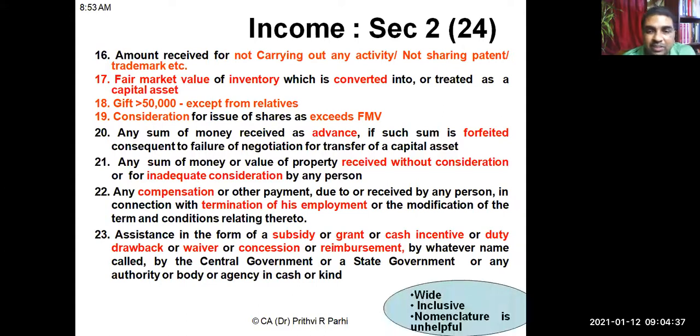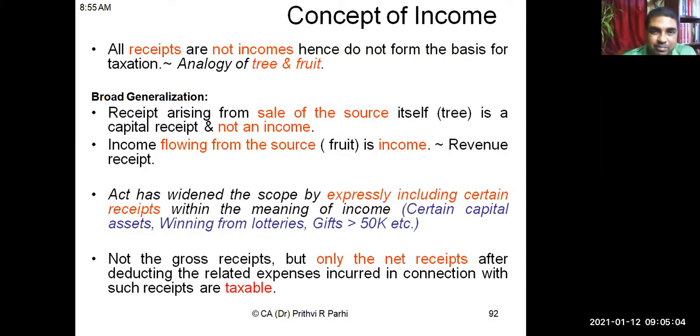So these are various kinds of income. Now you have understood. Once you have seen this definition, you know the definition is a very wide definition. It includes almost every kind of receipt, every kind of revenue receipt, you can say. Inclusive definition. And the nomenclature doesn't matter. You may give any nomenclature, but if the nature of that transaction is an income, then it will be included as an income.